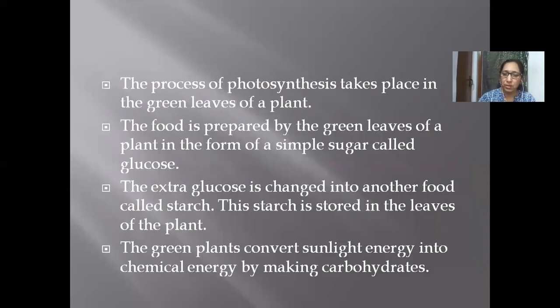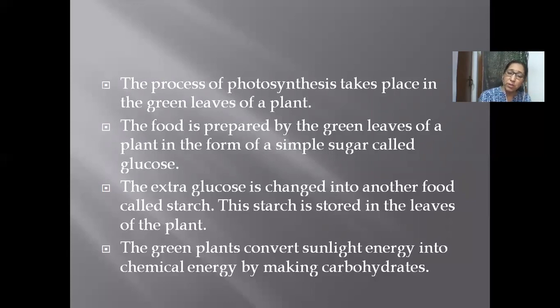The process of photosynthesis takes place in the green leaves of a plant. The food prepared by the green leaves of a plant is in the form of a simple sugar called glucose. Then the plants also utilize some of their own food for functioning, and the leftover food is changed into another food called starch, which is stored in parts of the plant like root, stem, and leaves. So what is going on during the process of photosynthesis?